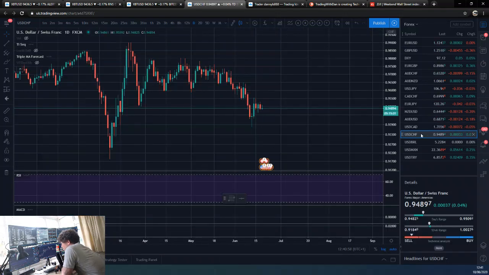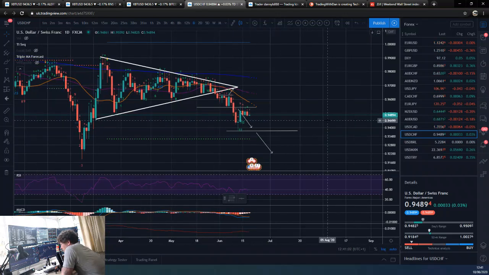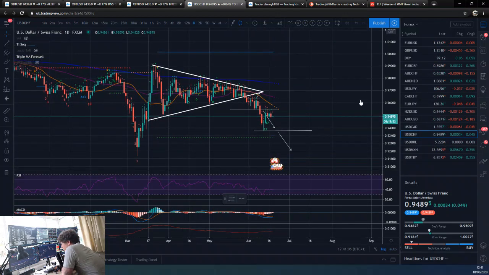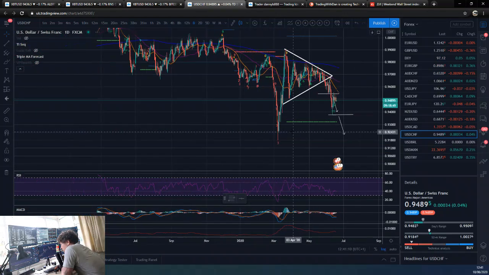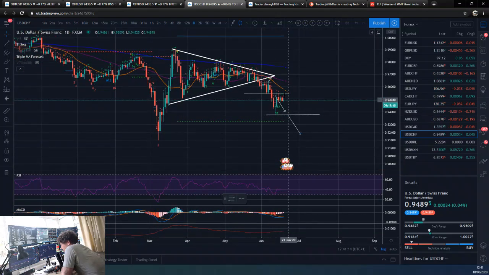US dollar, Swiss franc. If I can load the right one up. Yeah, it's similar. We're looking at taking out, we're looking at coming down. Obviously, longer term, this is just as weak as well. I think we are looking at some downside in this.